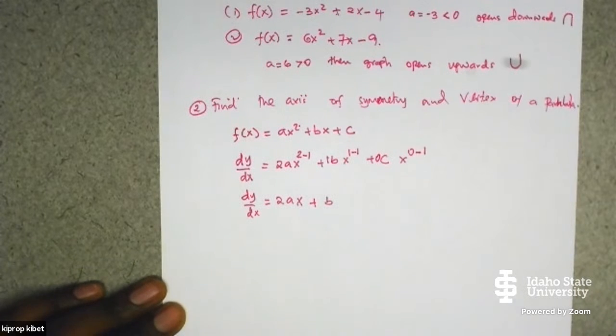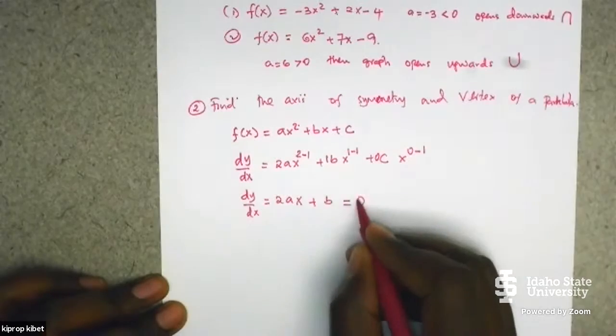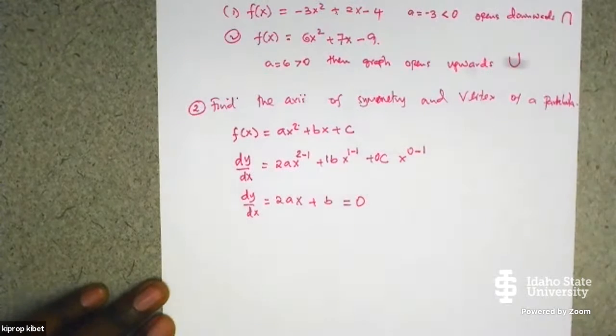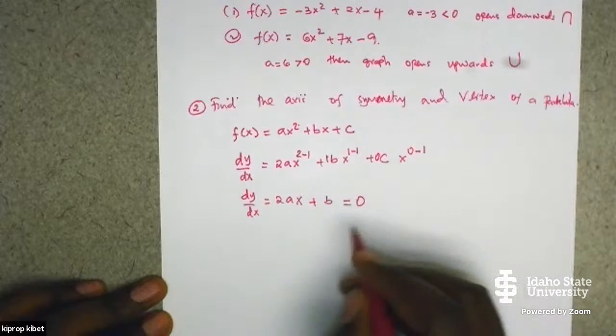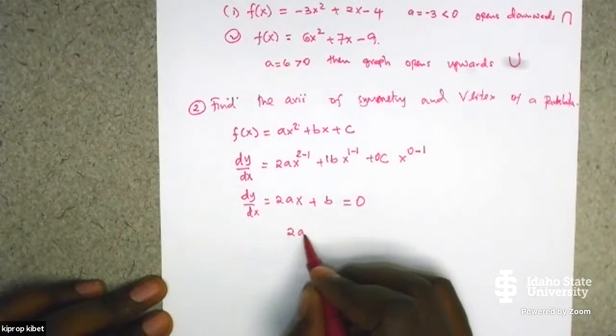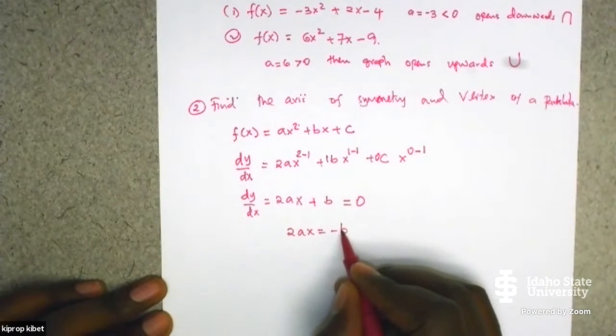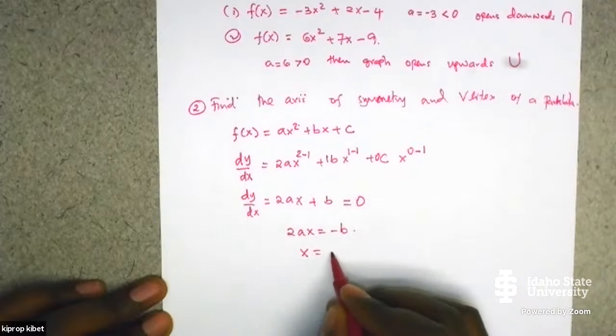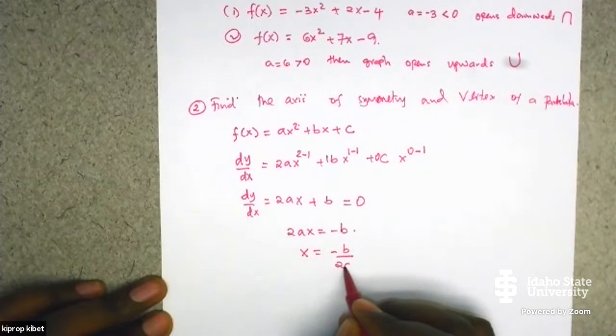Then we equate this to 0, and then we make x the subject. We take this b to the other side, so 2ax equals minus b, and our x equals minus b all over 2a.